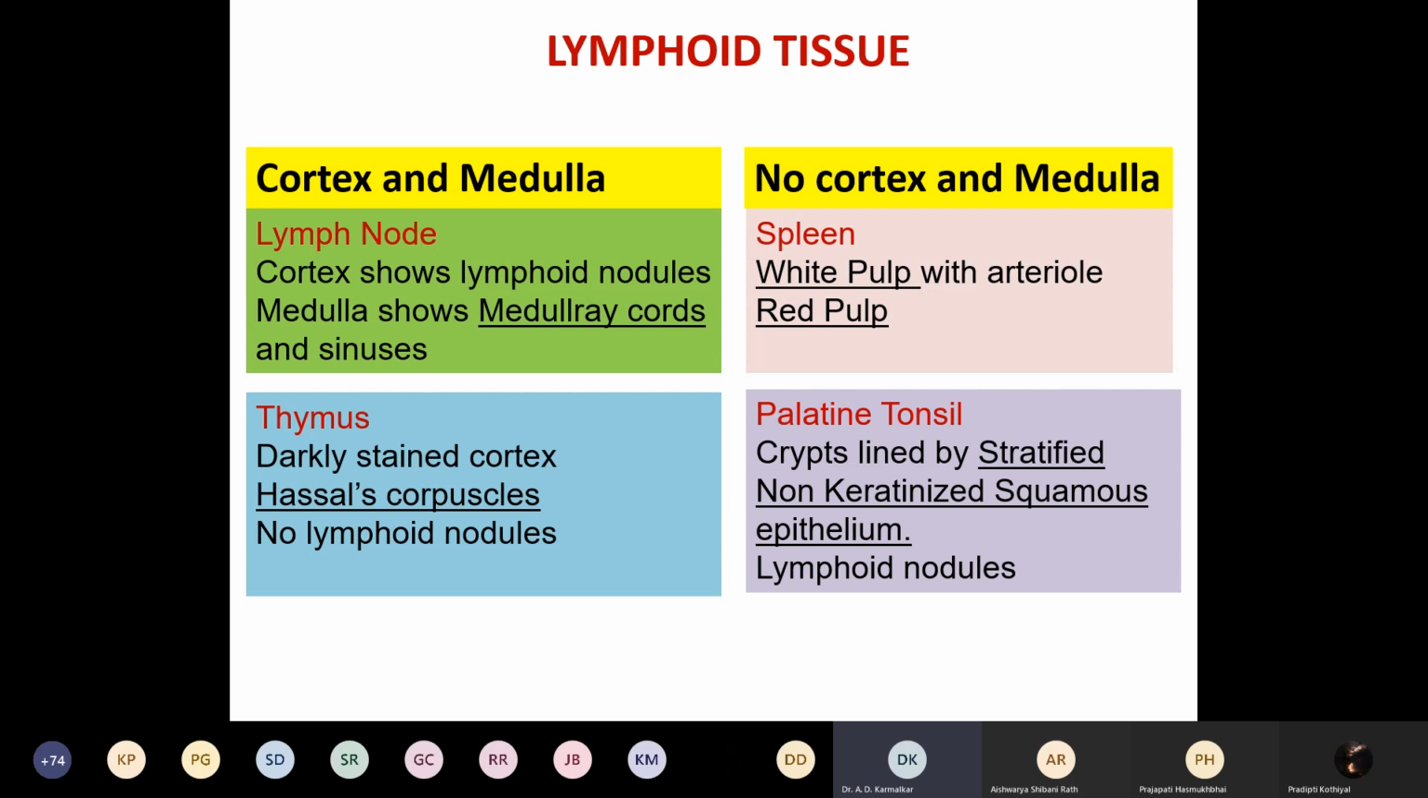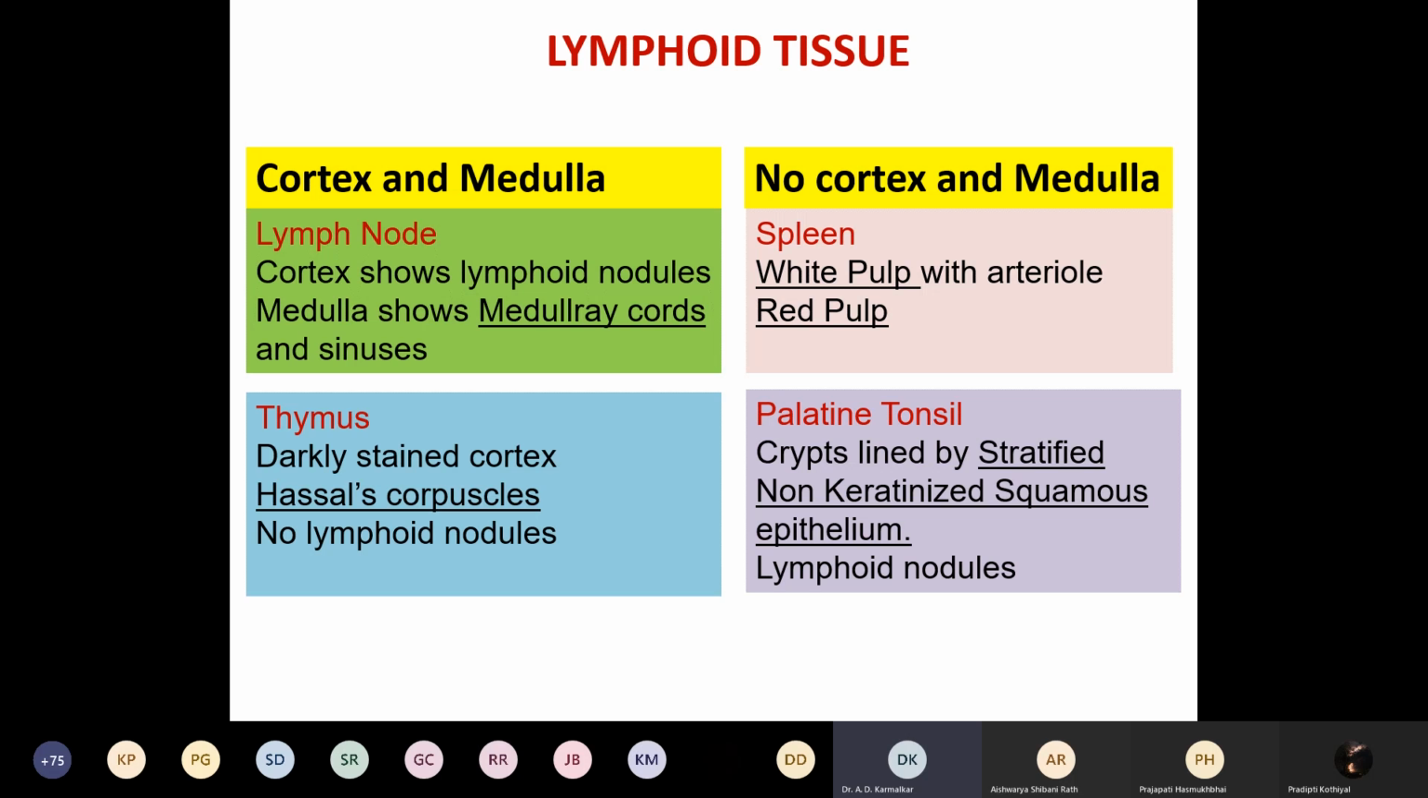The theory part you can read, but I have divided the organs into two groups: those with a cortex and medulla, and those with no cortex and medulla. The organs having a cortex and medulla are the lymph node and the thymus. While the spleen has no cortex and no medulla, and the palatine tonsil has no cortex and no medulla. What is the difference between the lymph node and the thymus, though both have a cortex and medulla? In the thymus, the medulla shows Hassall's corpuscles, which are not seen in the lymph node.